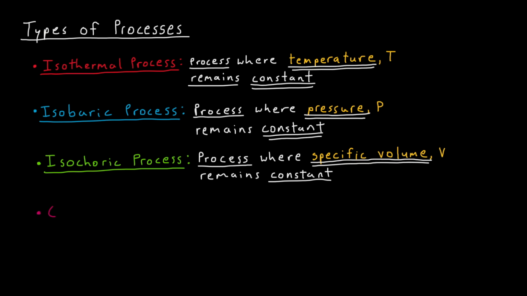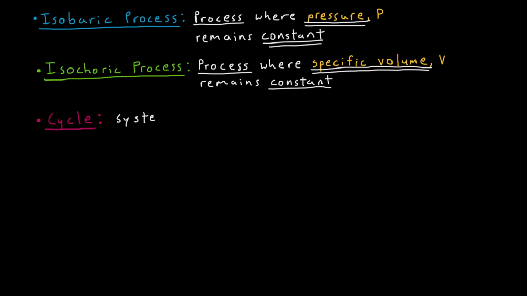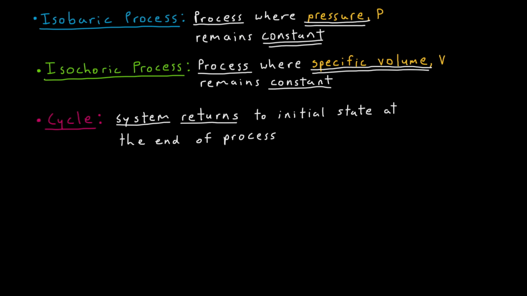And now usually these processes tend to involve some kind of cycle. And in thermodynamics, a cycle typically occurs whenever a system returns to its initial state at the end of a process. So this is of course just like any other cycle which we see anywhere else in the world, where something eventually returns to its start or its fundamental state at the end of its process.